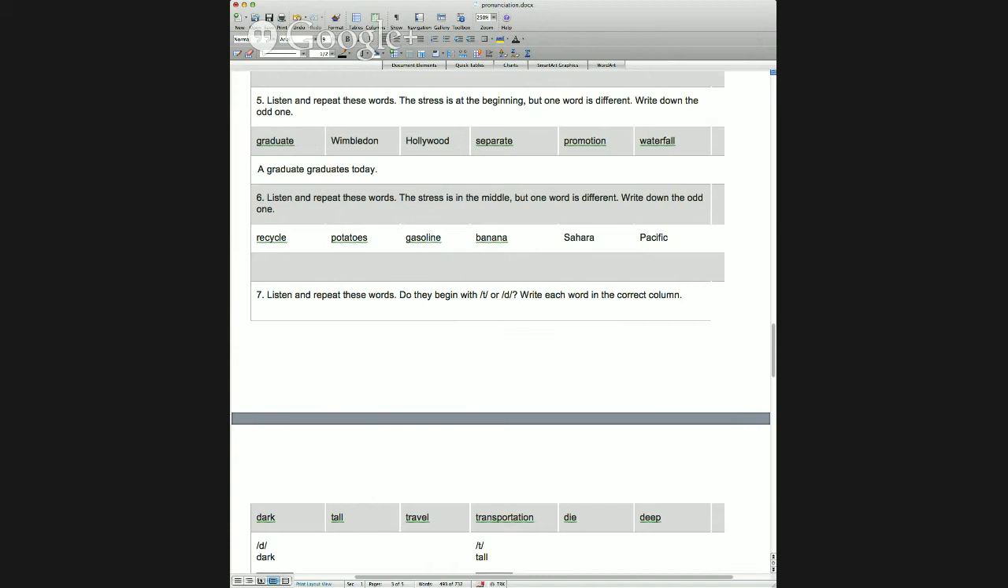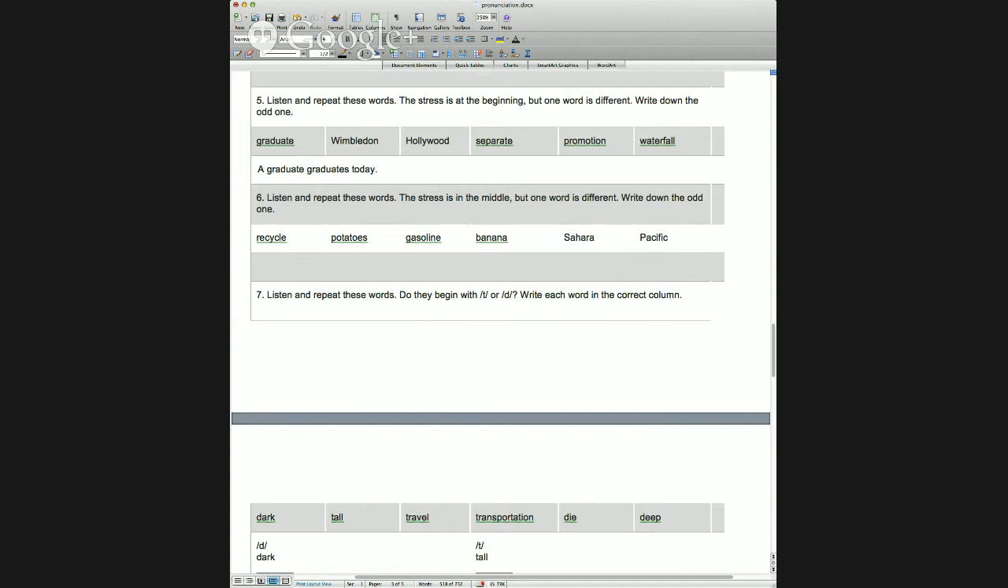No. Recycle. Banana. No. Listen, I'll read all of them again. Okay, so listen to me. Don't repeat. Recycle, potatoes, gasoline, banana, Sahara, Pacific. Gasoline. Yeah. It doesn't read gasoline. So you can say either. So in all of the other words, where is the stress? In the middle. Right?